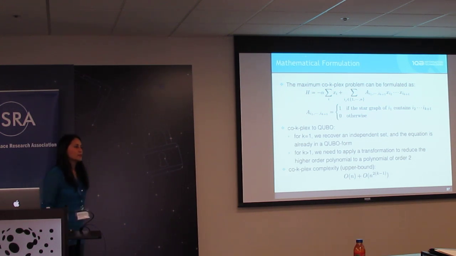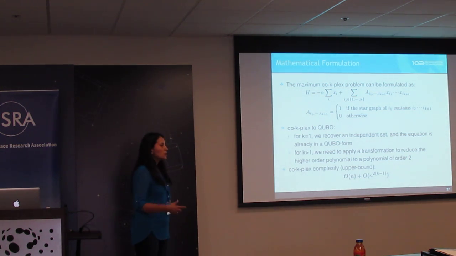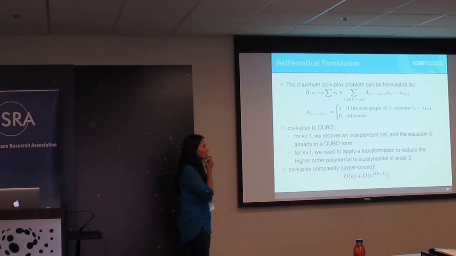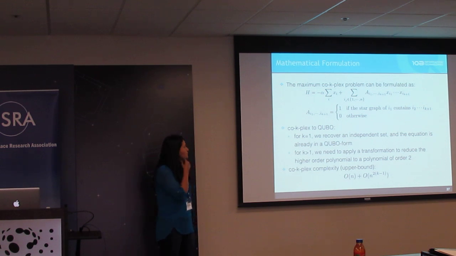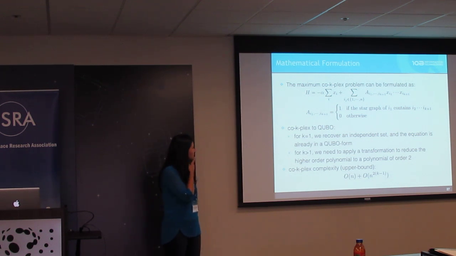The mathematical formulation that we use to write this co-k-plex on the D-Wave, we can see in this equation. These x_i are the vertices in this graph, 0 if they are not in the co-k-plex, and 1 if they are there. And what we penalize are these extra conflicts in the graph, so we do it until k plus 1.